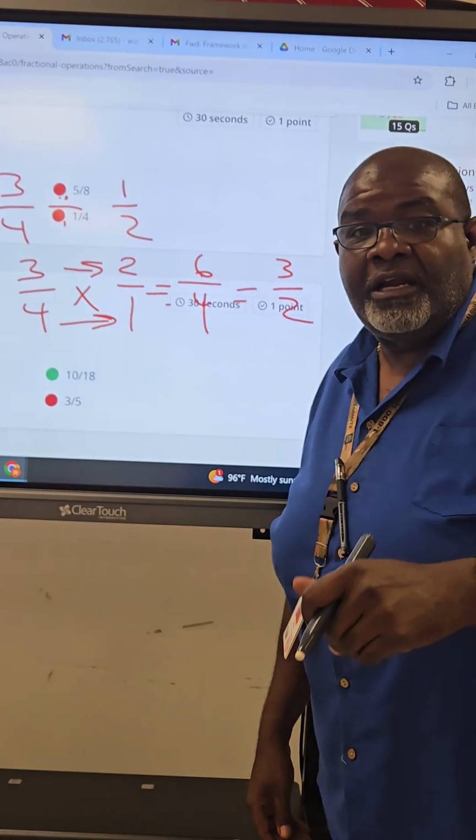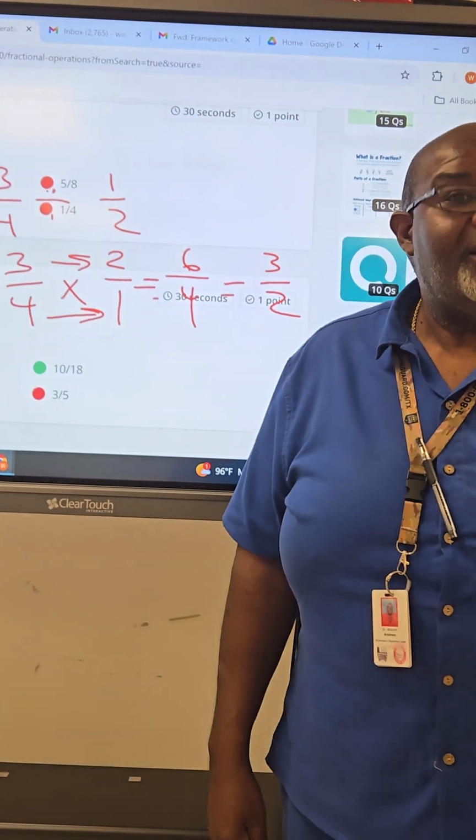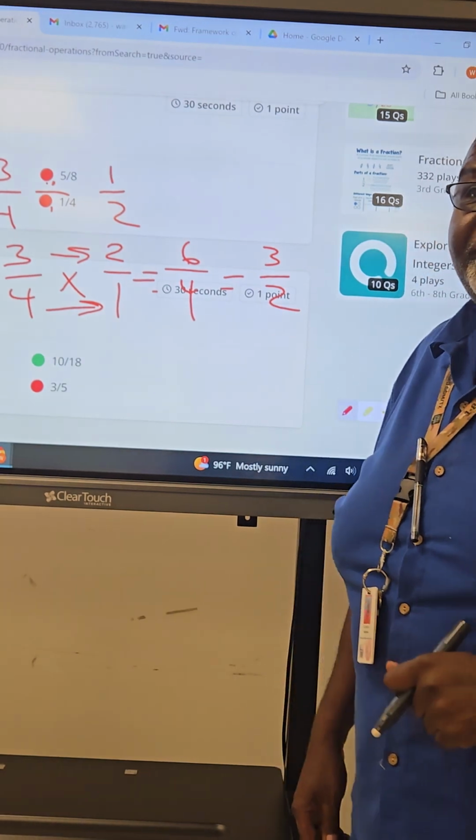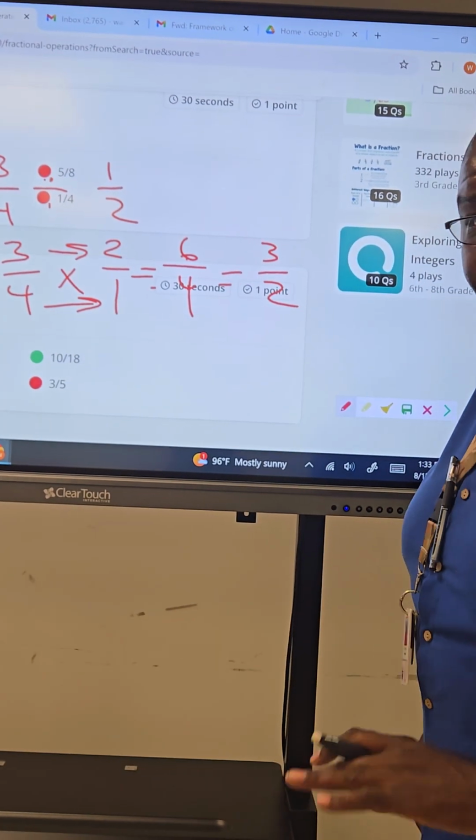Any questions or any clarification that we may need? Thank you. Let's go ahead and get started with our lesson for the day. Write down our first word problem.